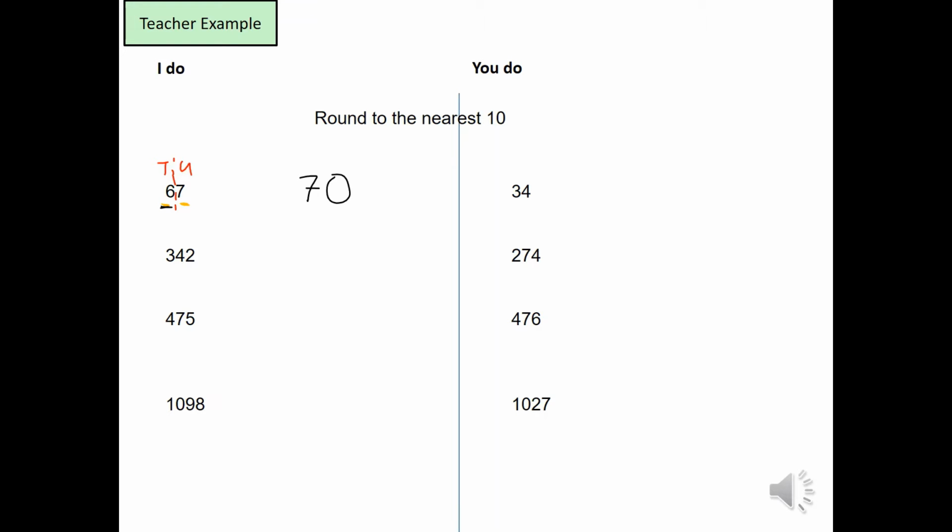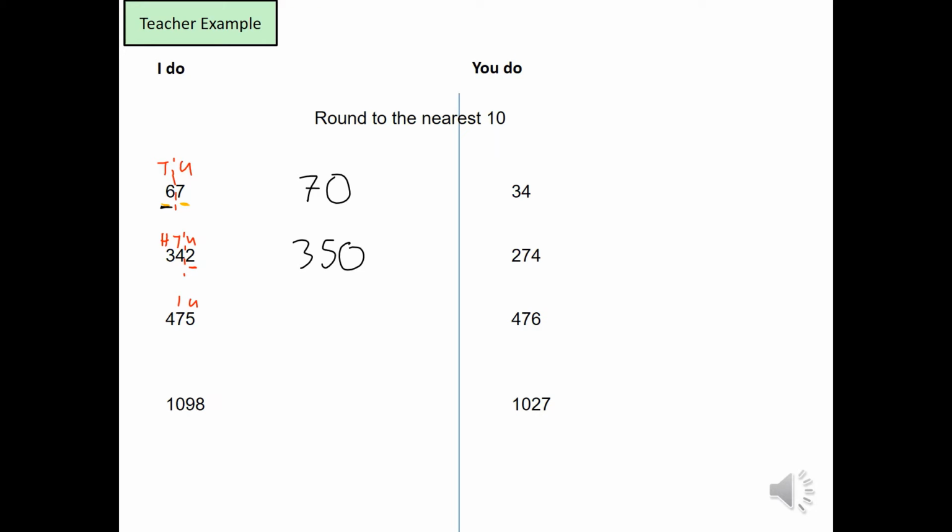Let's have a go at the next one. We have units, tens, hundreds. Have a look at the units column. Is that a 5 and above? No, it's not. Is it a 4 and below? Yes, that 2 is a 4 and below. So we're going to round this 4 up to a 5. And that becomes 350.